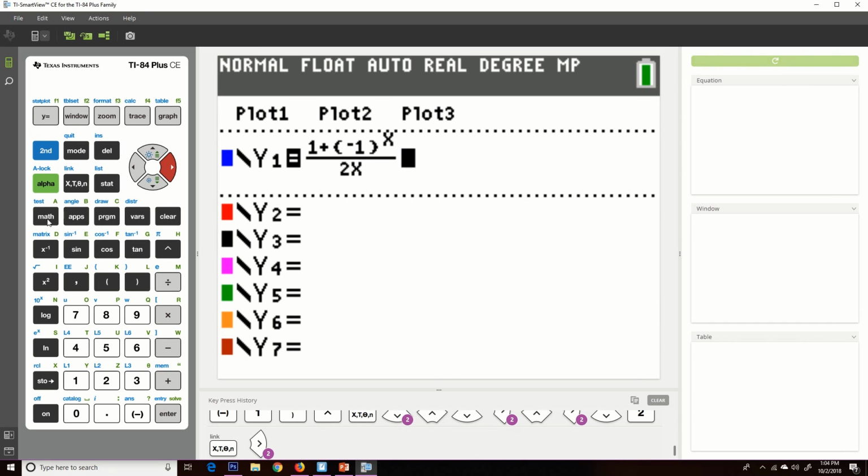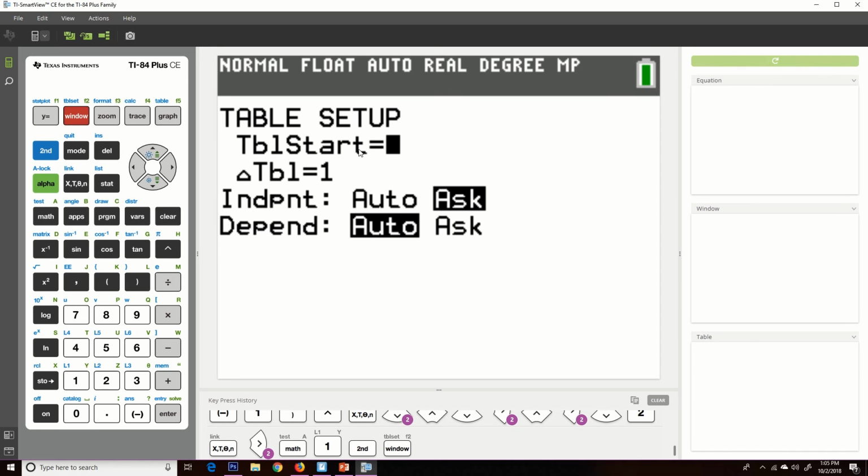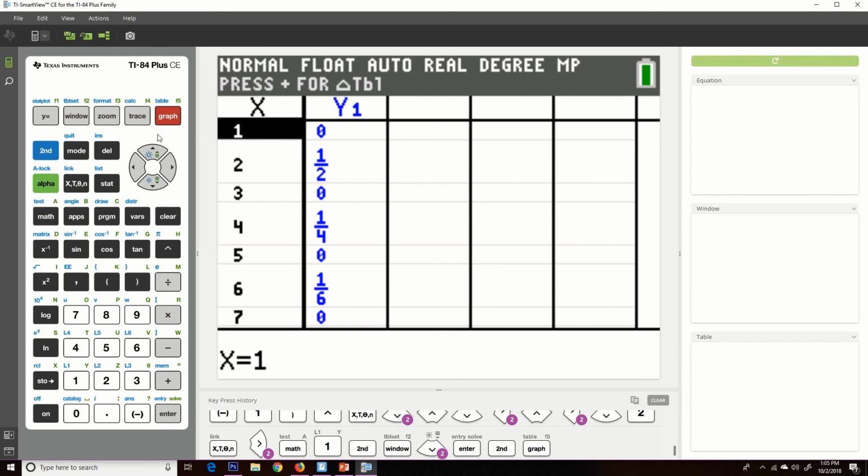So if I go math and I hit 1 to get a fraction there, if I go second and I want to set up my table, we'll start with 1, go by ones because we want the first 5 terms. Hit enter to turn it to auto because we want the calculator to do all the work. Second, graph, here we go.